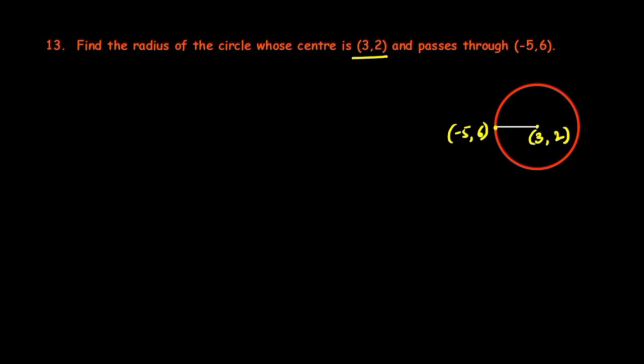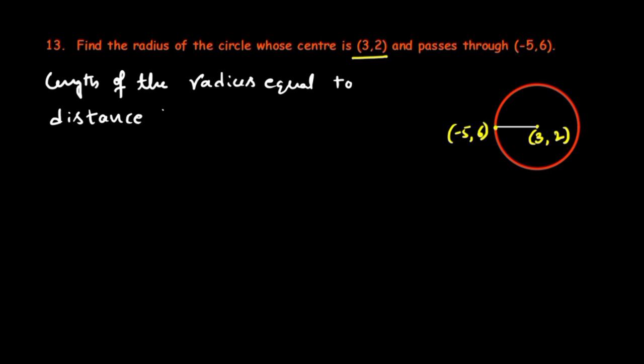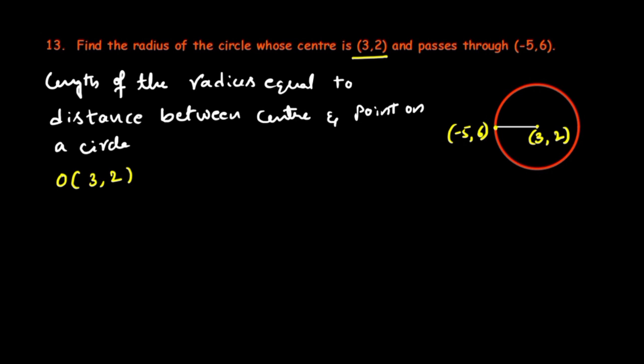Length of the radius is nothing but the distance between the point on a circle and the center. So better we should write a definition here: length of the radius equals distance between center and point on a circle. So using this concept, the center of the circle we can take as O (3, 2) and a point on the circle as P (-5, 6).